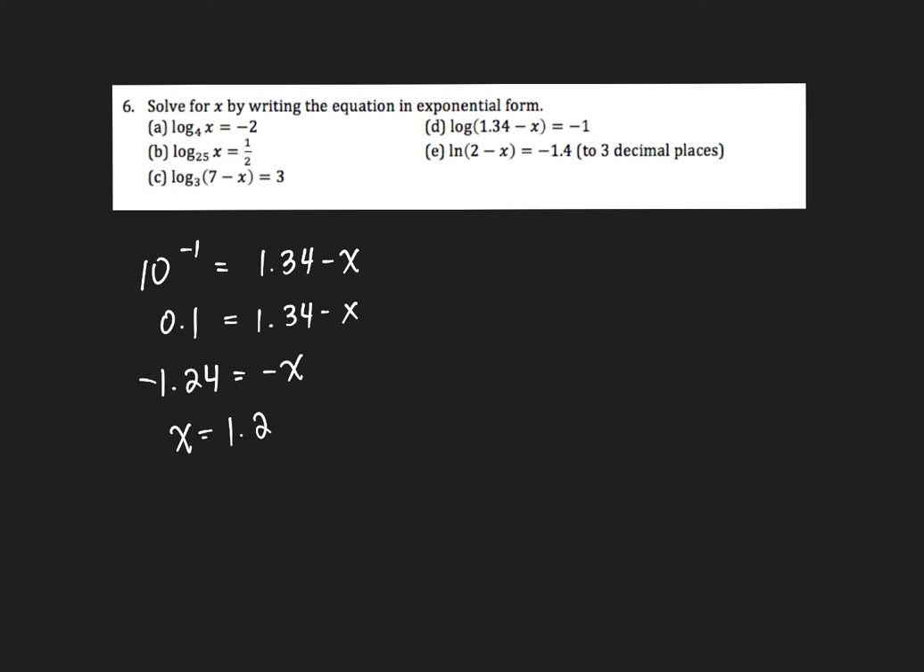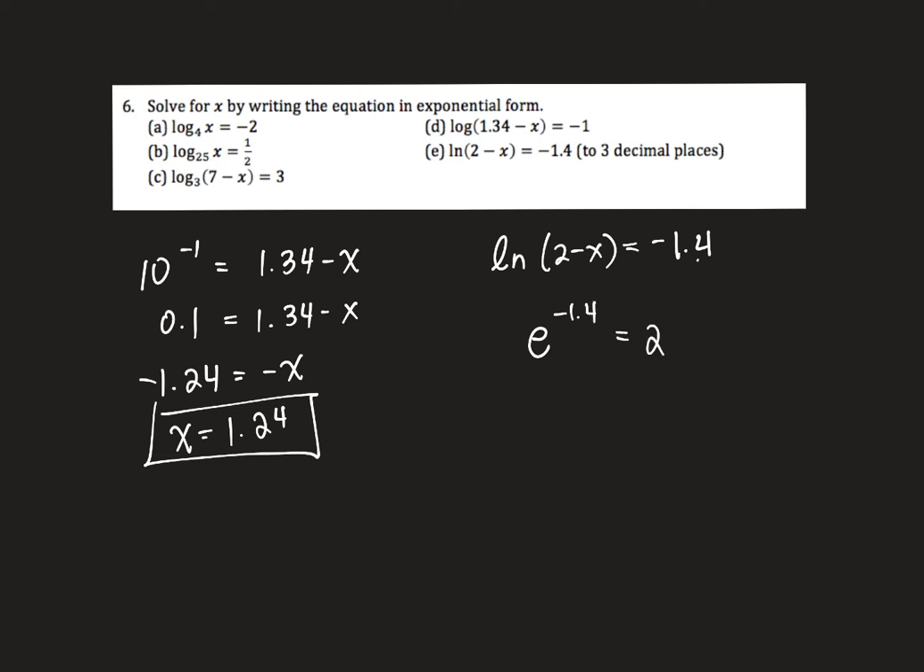And again, you should be checking this in your calculator. And for this one, you could just put log of 0.1 should be equal to -1. And lastly, we have this one, our natural logarithm. So ln of 2 minus x is equal to -1.4. For this one, I know the base is going to be e, so I know I'm going to have base e raised to -1.4 is equal to 2 minus x.